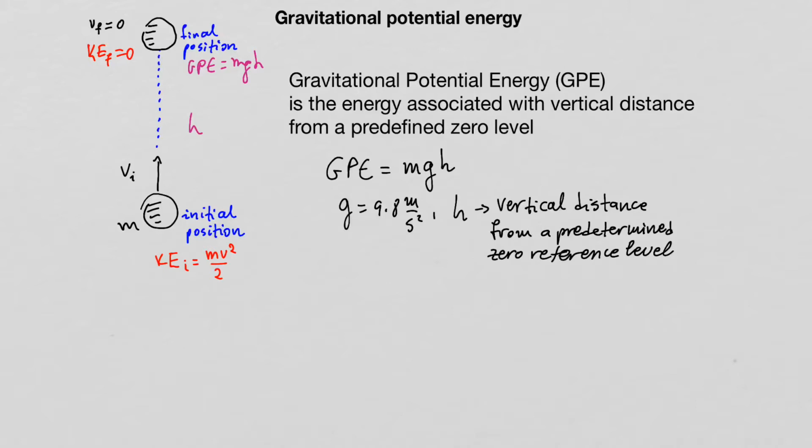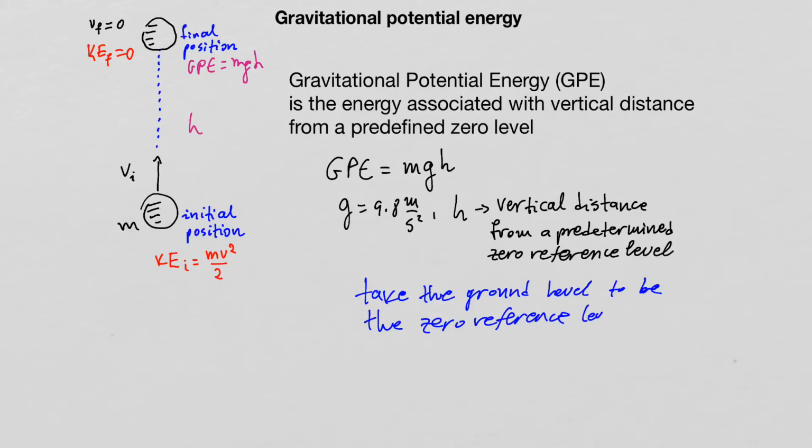So let's say we take the ground level to be the zero reference level. So we are going to measure vertical distances from the ground level when we calculate gravitational potential energy.